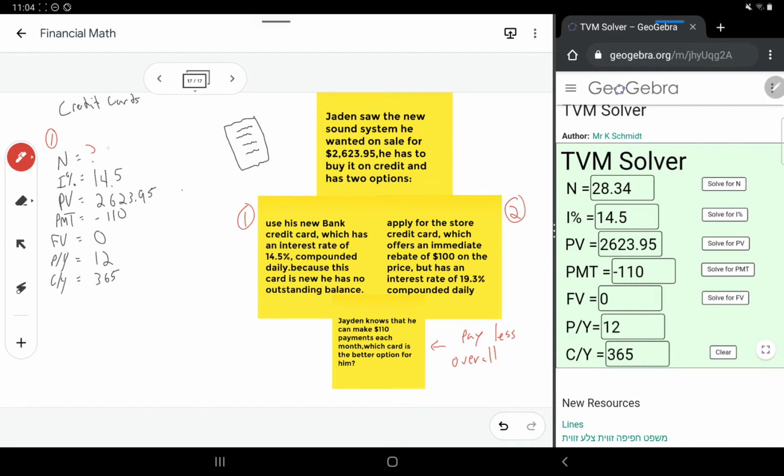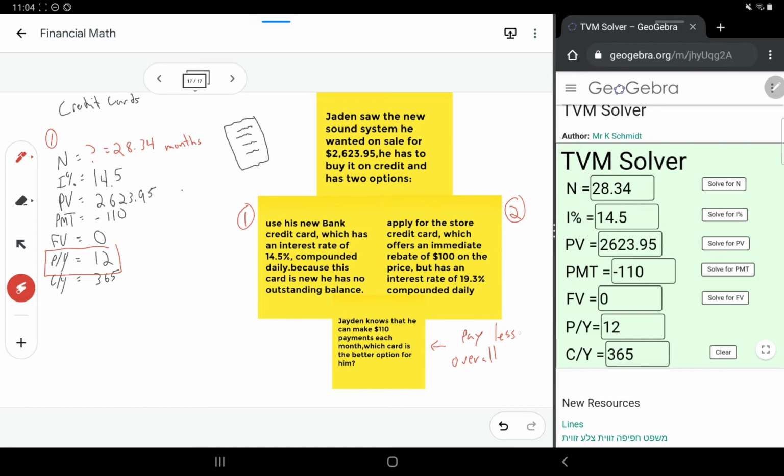So it's important to know what these are. The unit is going to come from our payments, right? So that's going to be 28.34 months. Okay, so now we know how long it'll take to pay off card 1.